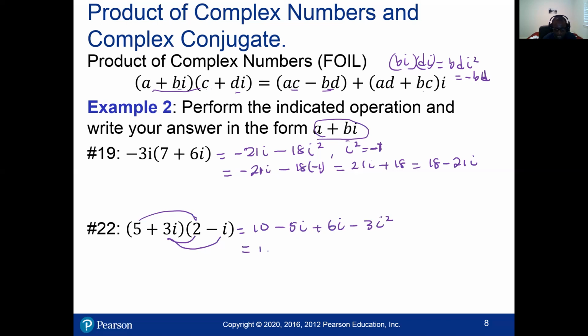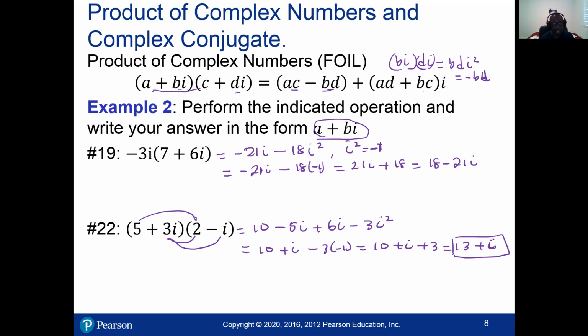This gives us 10. And then minus 5i plus 6i is plus i. And then you have minus 3 times minus 1, which gives us plus 3. So 10 plus i plus 3. Then the final answer will be 13 plus i.